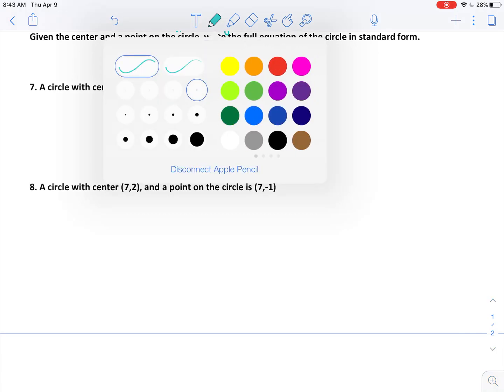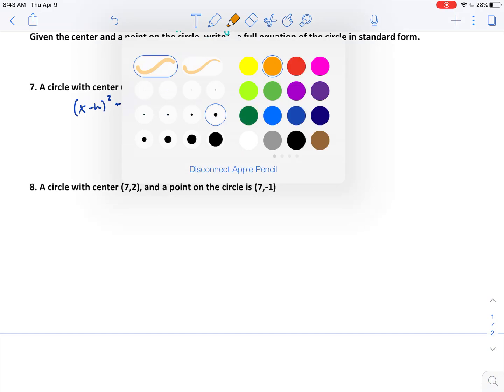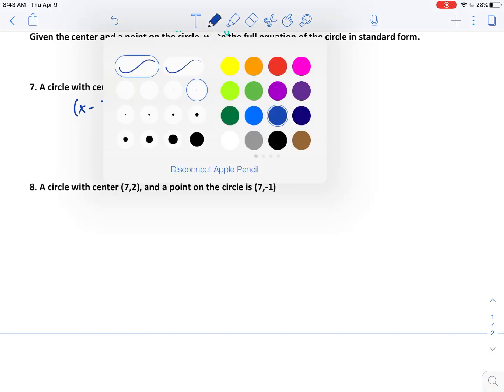But here's the really tricky part. This is what we're going to be worrying about today before your quiz, because this is probably going to be the most difficult part. There are 2 questions like this on your quiz at the very end. So we're still going to be using our x minus h squared plus y minus k squared equals r squared.